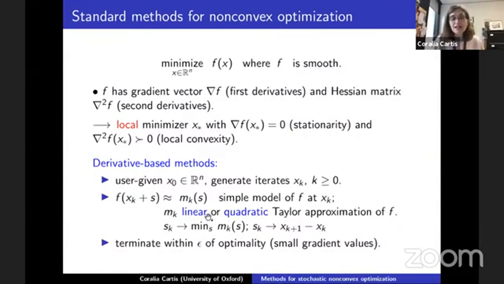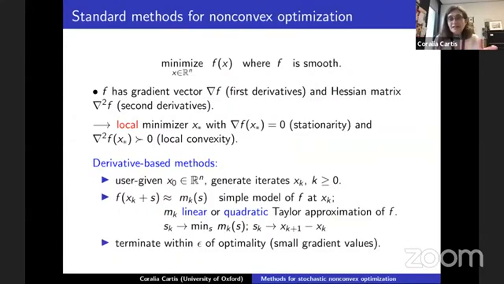Usually, if you have derivatives, you use a linear or quadratic Taylor model. Instead of minimizing this complicated function f, you minimize locally this simple linear or quadratic model. You generate an improved guess of your solution by minimizing this local model to get this change sk, which stands for the gap between xk and your next iterate xk plus 1, an improved guess of your solution. And then when you observe that you obtain a small gradient, and maybe, if you can afford to calculate or approximate the smallest eigenvalue of your second derivatives, then you know that you are close to a local solution, and you terminate the algorithm.